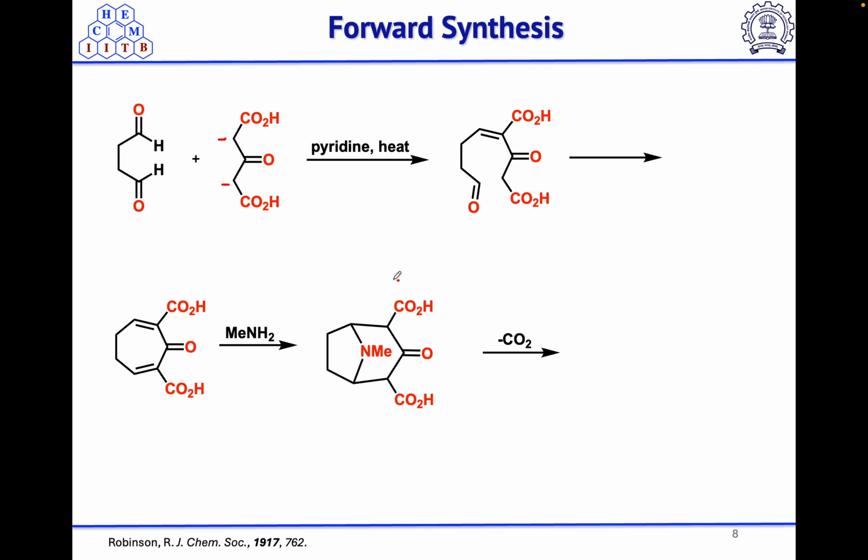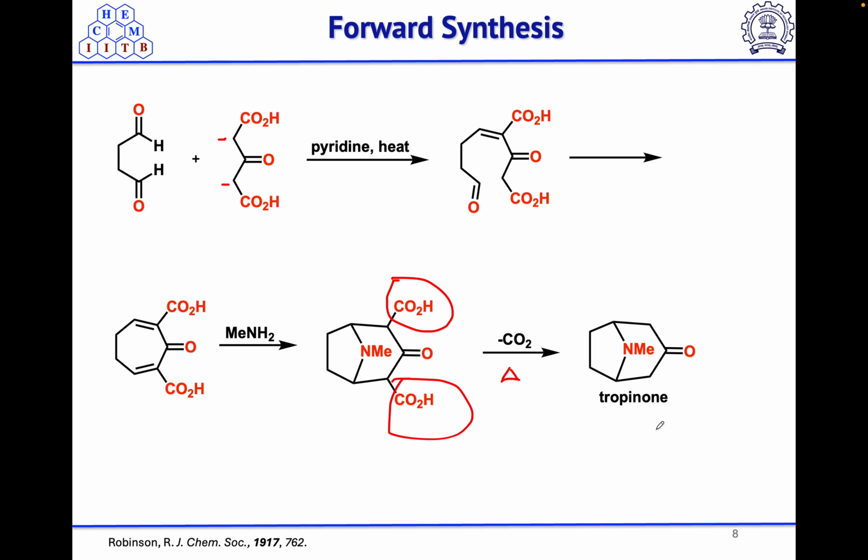So now the elimination of CO2. Okay. So this is the compound. In this compound, you have this beta carboxylic acid. Okay. Alpha and beta carboxylic acid. So if you heat this compound, if you treat with heating condition, you will get the elimination of carbon dioxide, and you'll get this eliminated product. Okay. So this is tropinone. Okay.